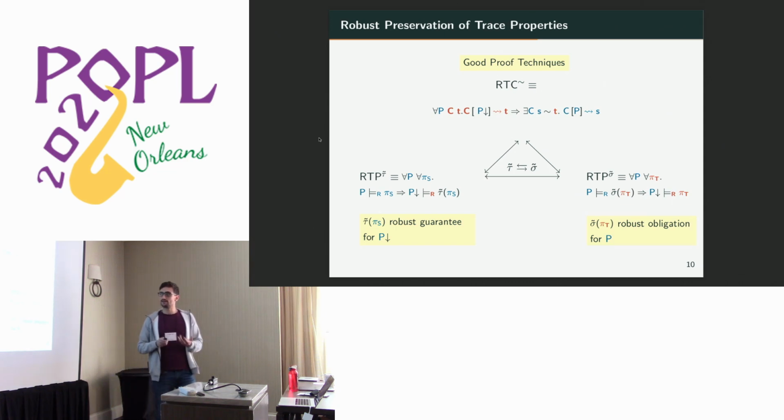Again, the key idea to show the equivalence of these 3 criteria is that tau tilde and sigma tilde, the existential and universal image of the relation, are a Galois connection.